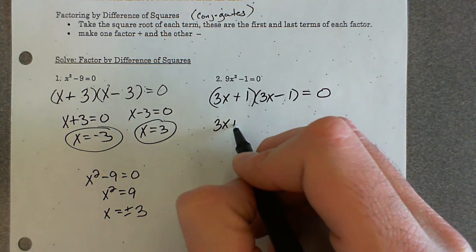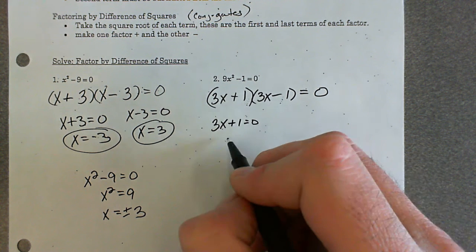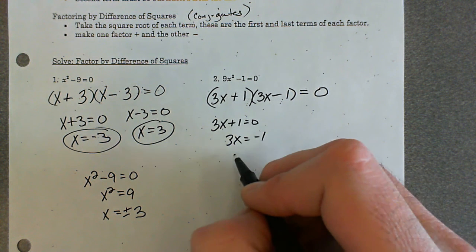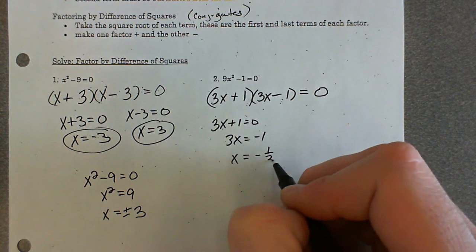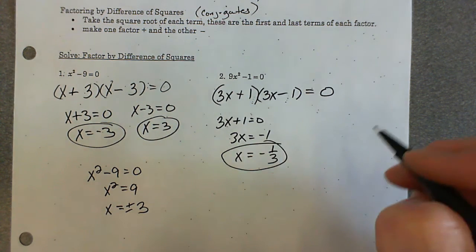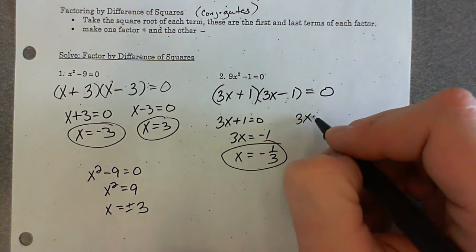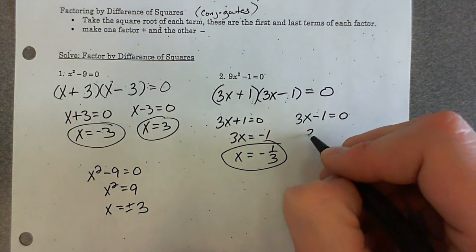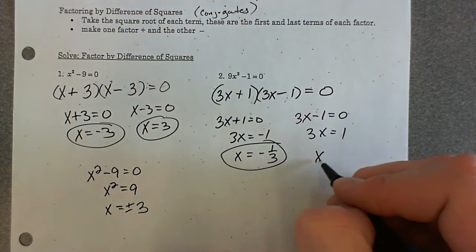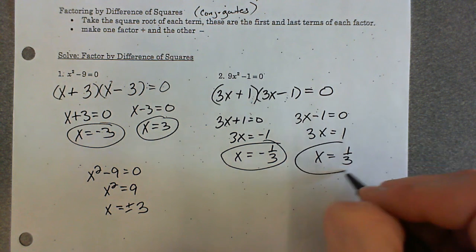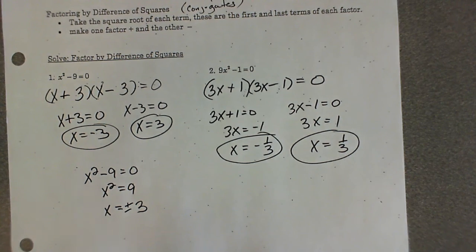So you get 3x plus 1 equals 0, so 3x equals negative 1, and x equals negative 1/3. That's your one answer. And then 3x minus 1 equals 0, so 3x equals 1, so x equals positive 1/3. And there's your two answers. Okay? So that's difference of squares.